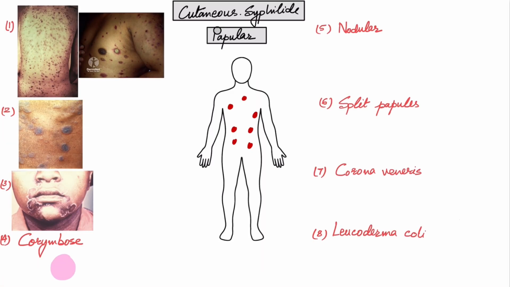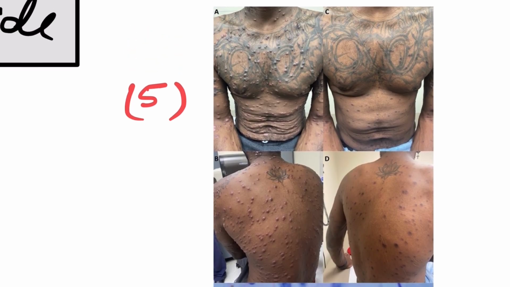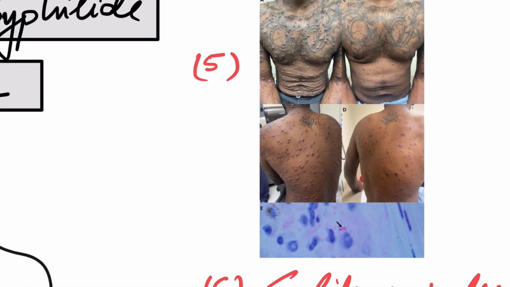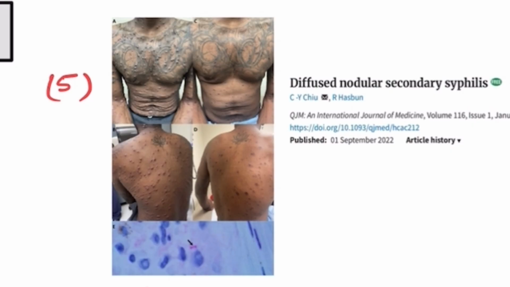A very interesting variant is the corymbose syphilid. Here there is a large central papule with small satellite papules around it. Next variant is the nodular syphilid. As we can see in this picture, there are multiple nodules. It is also known as tumorous syphilid. It might be painful and tender, and it resembles erythema nodosum. This is a case report. We can also see the spirochete marked with a black arrow in the lower part of the picture. It is a case report published in QJM, an international journal of medicine.